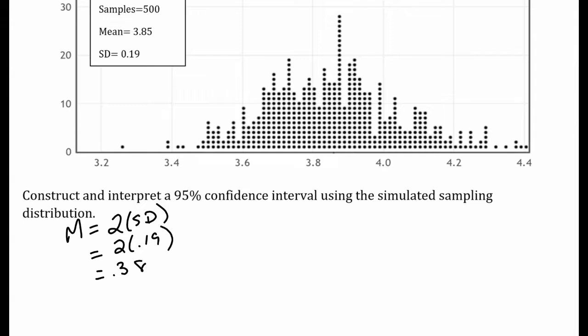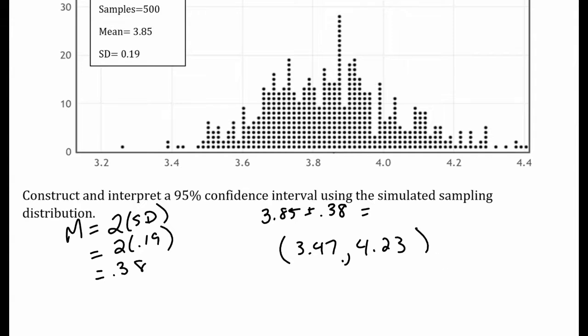Now, to make my interval, that margin of error is kind of meaningless. What I need is the interval. So I'm going to do the mean of my sampling distribution plus or minus 0.38, plus or minus 2 standard deviations gives me that 95% confidence level. 3.85 plus 0.38 gives me an upper bound of 4.23, and 3.85 minus 0.38, my lower bound of my interval, is 3.47.